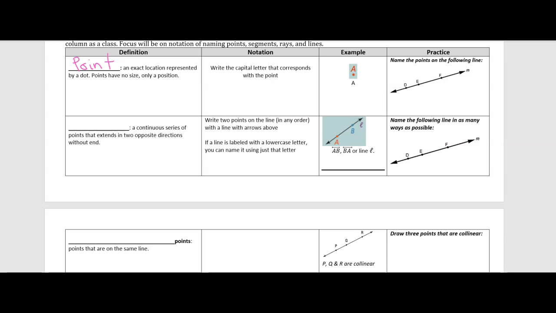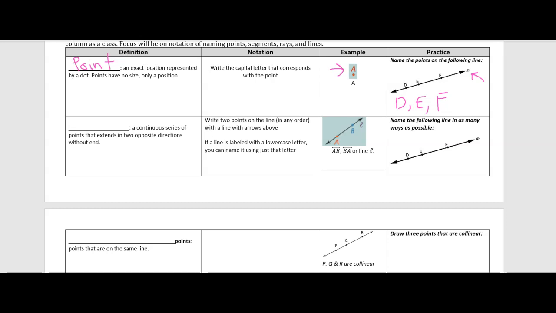The way we write points is we just write the capital letter that corresponds with a point. So if we have point A, we just label that as point A. Over here, we have a line with several points on it. If you wanted to label these points, you would just label them as D, E, and F. Now, this M right here is not a point. It is just the name of the line. So D, E, and F are points on the line. M is the name of that line.